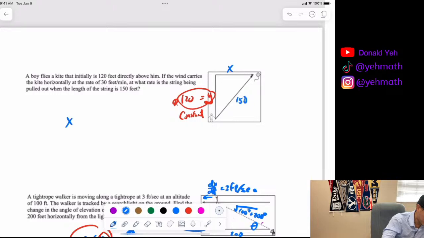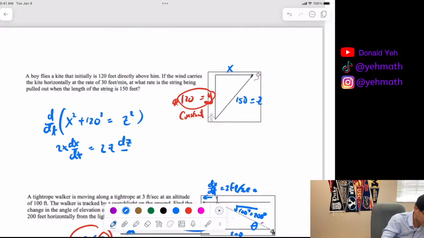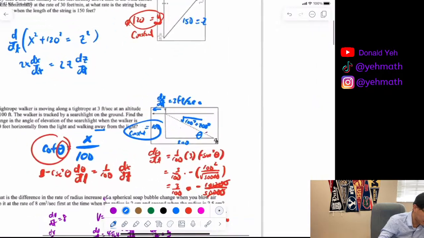So it'll be x squared plus 120 squared is equal to z squared. So we're going to say this is z. Because you realize 120 is not changing, I'm going to take d/dt on both sides. So it'll be 2x dx/dt is equal to 2z dz/dt. Now this is just a 3, 4, 5 triangle, so x is actually temporarily equal to 90. The temporary value should be enough to plug in there.